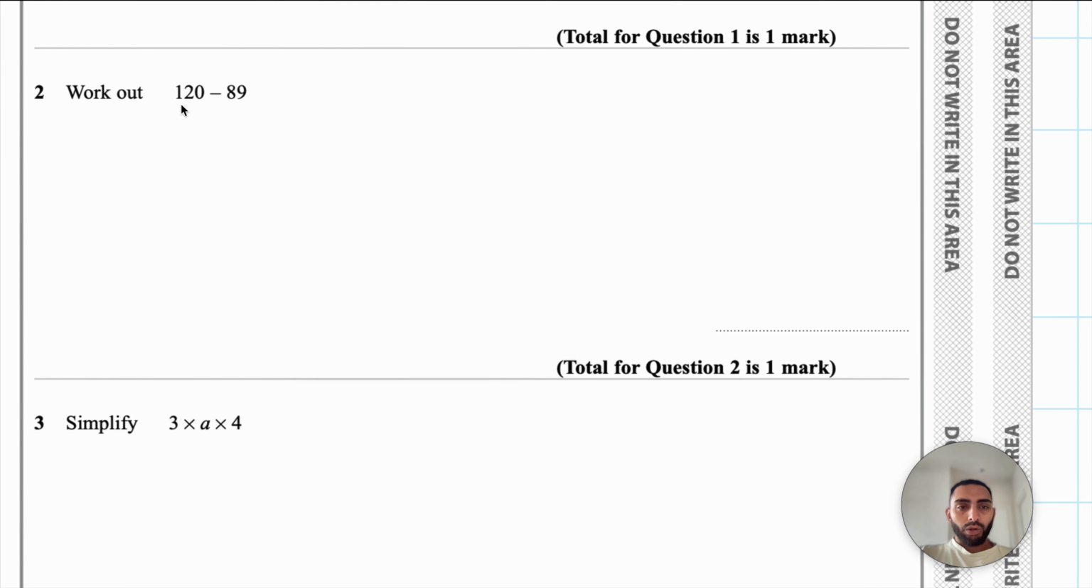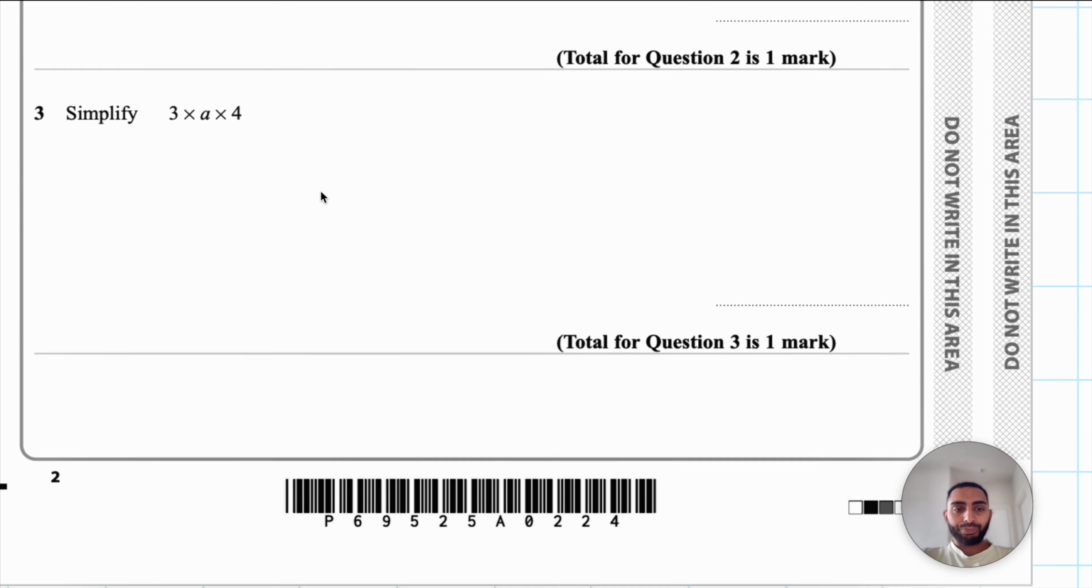Question 2. Work out 120 take away 89. I'd rather have this as a multiple of 10 just to make it easier. So I'm going to add 1 to that number, and I'm also going to add 1 to that number. So then my new question will be 121 take away 90. To get from 90 to 120, that would be 30. So it's going to be 31.